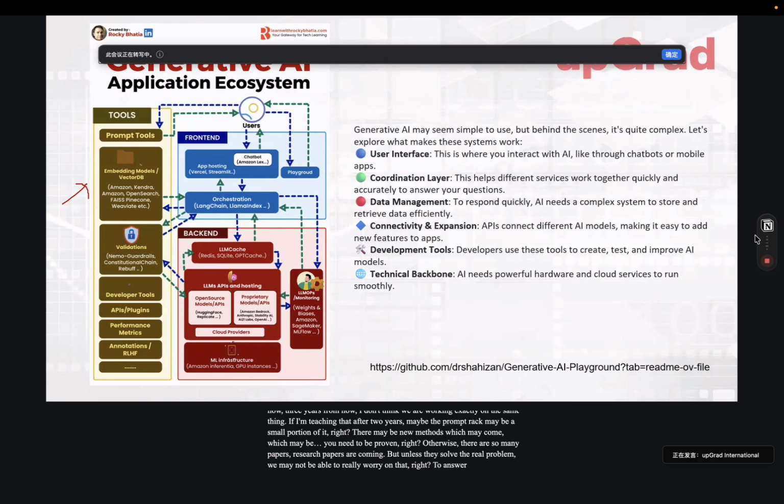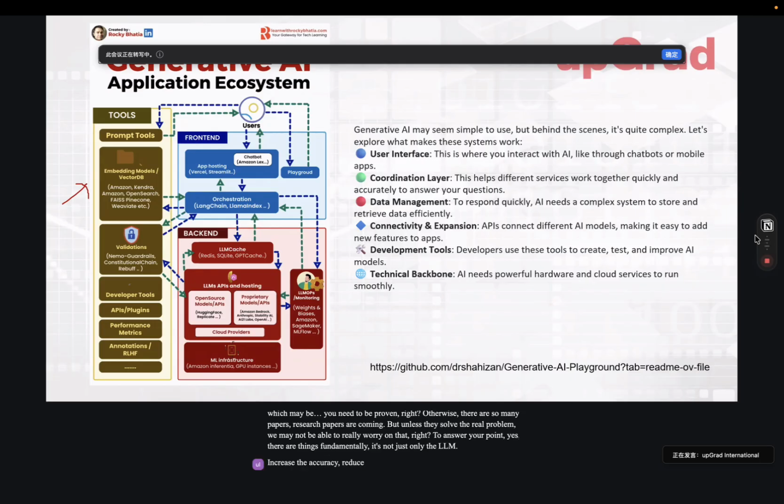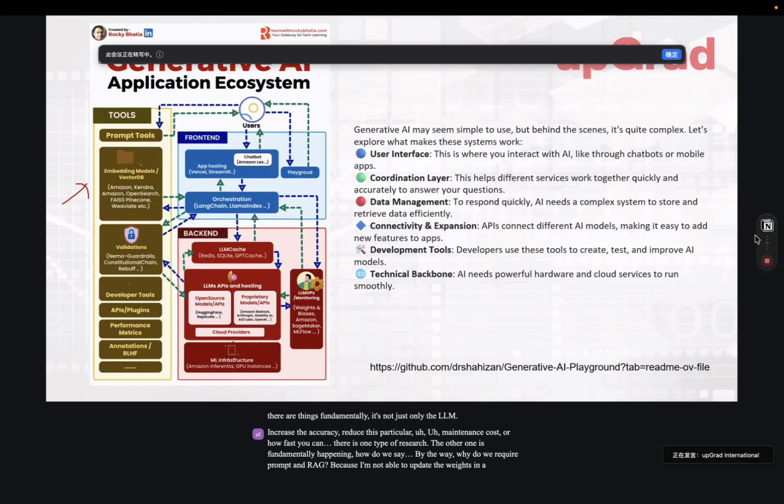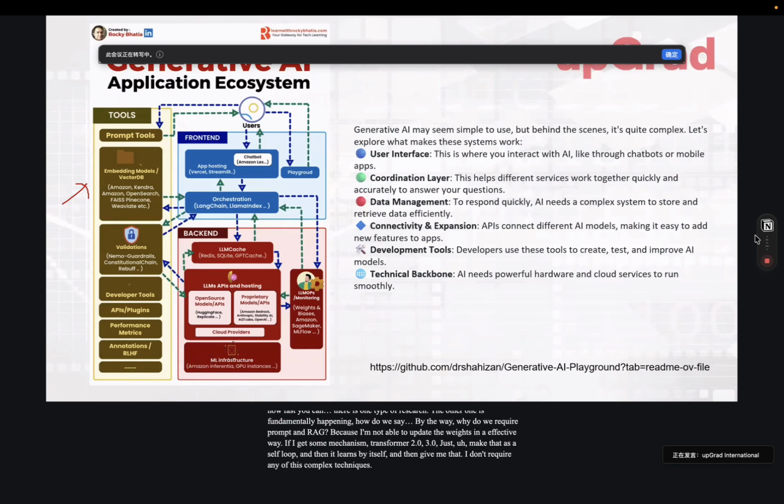To answer your point, yes, there are things happening fundamentally. It's not just the LLM, increasing the accuracy, reducing the maintenance cost or how fast you can go. That is one type of research. The other one is fundamental. Why do we require prompt and RAG? Because I'm not able to update the weights in an effective way. If I get some mechanism, transformer 2.0, 3.0, make that a self loop and it learns by itself, I don't require any of these complex techniques. Possible, right?